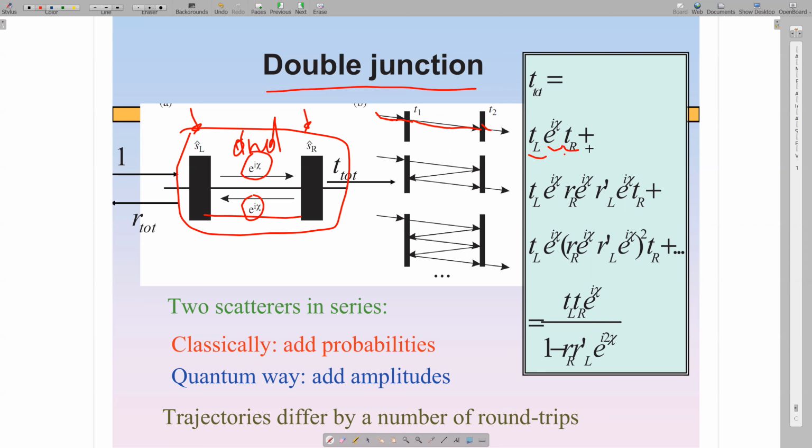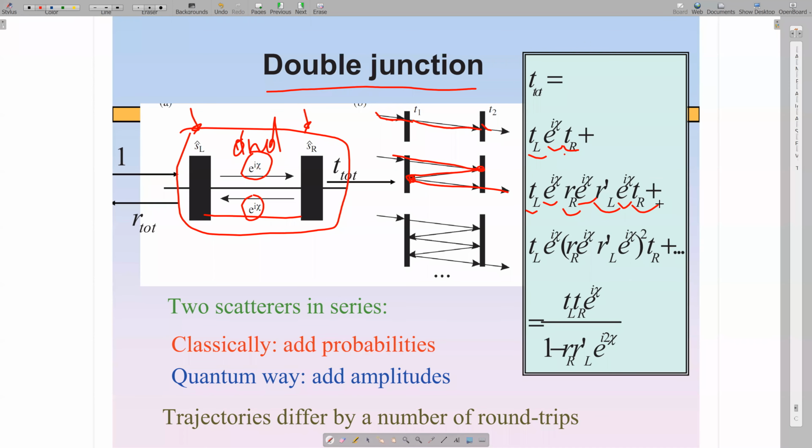Good. That's one possibility. Another possibility is a bit more complex. I put it here. So get transmitted, get reflected from the second junction, get reflected from the first junction, and finally transmit through the second junction. What does it give? Again, I need to multiply all partial amplitudes: the left transmission, phase factor, reflection, phase factor, reflection from the left, phase factor, transmission. Okay.